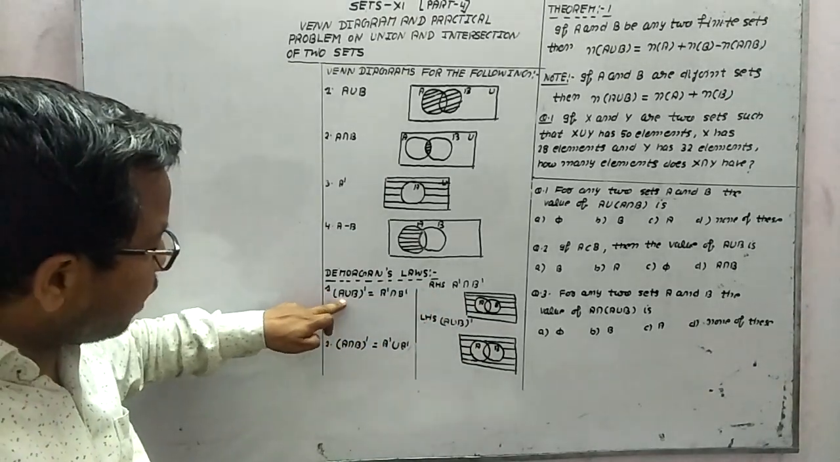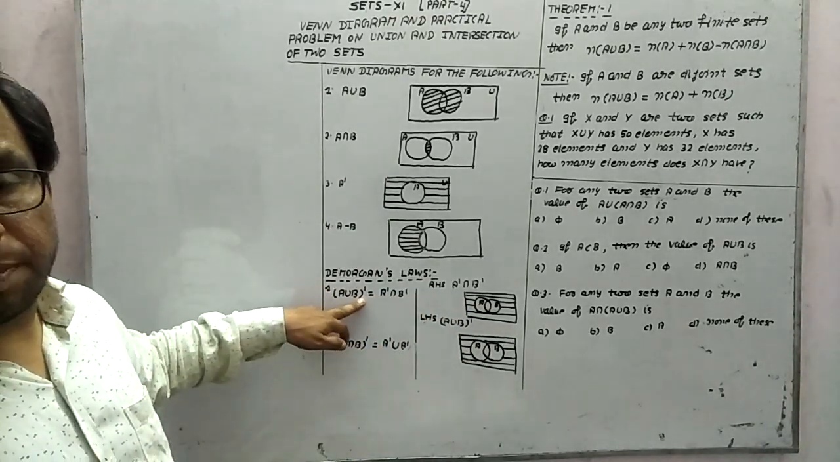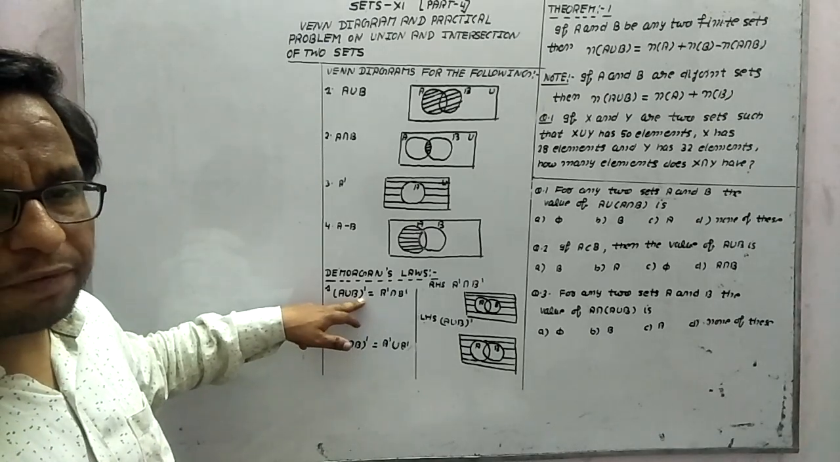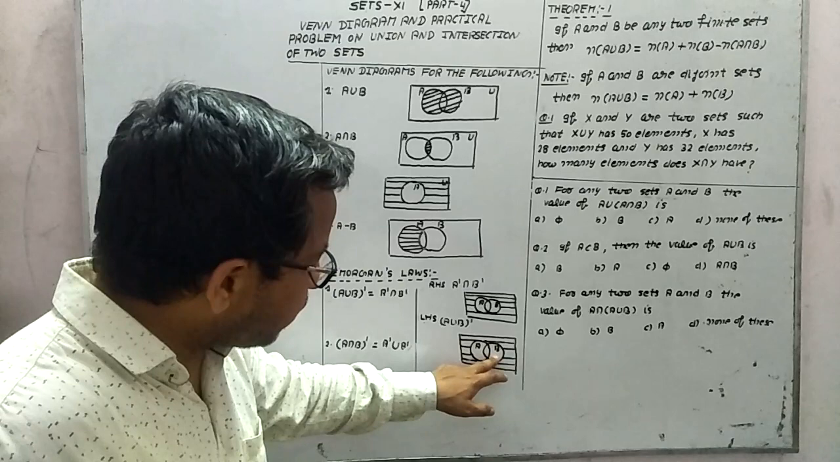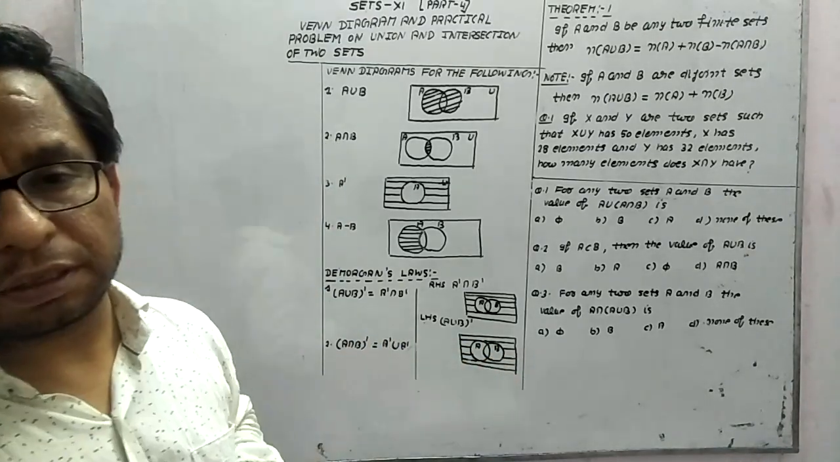Now left hand side, A union B dash. It means all the elements of universal set which are not in A union B. It means this is the diagram. A union B को छोड़ दिया, बाकी सब में shaded portion.